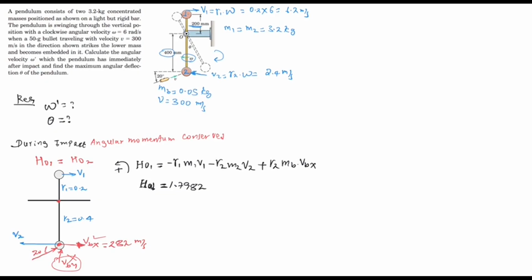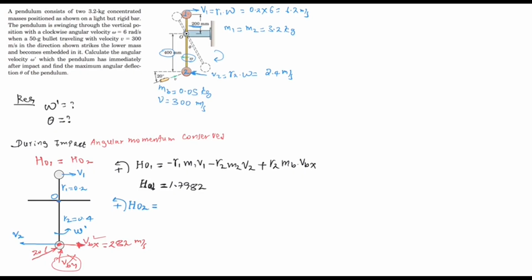Now let's evaluate the values after impact. So just after impact, we'll have h02. h02 is equal to, assuming counterclockwise is positive as in the previous one, in this case assume the system will swing in the counterclockwise direction with an angular velocity of omega prime. Since the systems are embedded together and then swung about the point O over here, the final angular momentum for the system will be evaluated in this way.